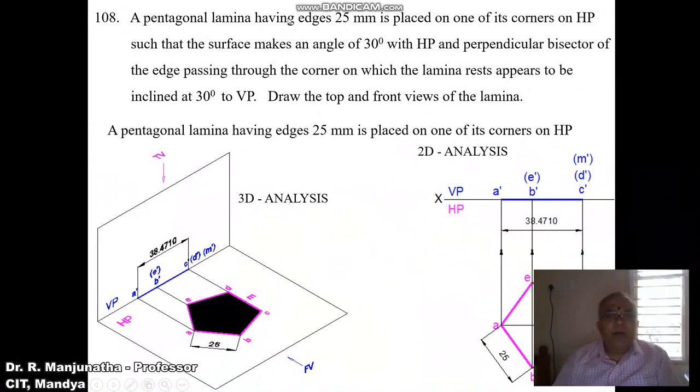A pentagonal lamina having edges 25 mm is placed on one of its corners on HP such that the surface makes an angle of 30 degrees with HP, and the perpendicular bisector of the surface passing through the corner on which the lamina rests appears to be inclined at 30 degrees to VP. Draw the top and front views of the lamina.